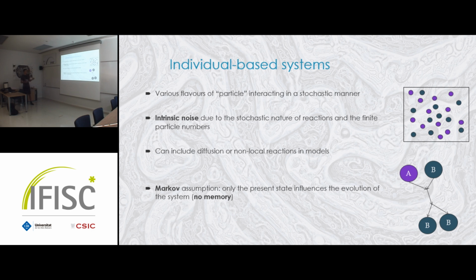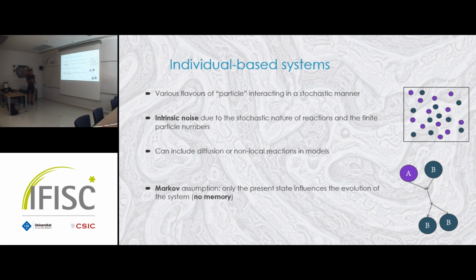So we can also include spatial effects in our models, so we could have different boxes, if you like, where particles could hop from box to box, or perhaps the rates with which the particles interact over here might be affected by the numbers of particles over here and so forth. So this is quite general, these types of models that we're talking about.